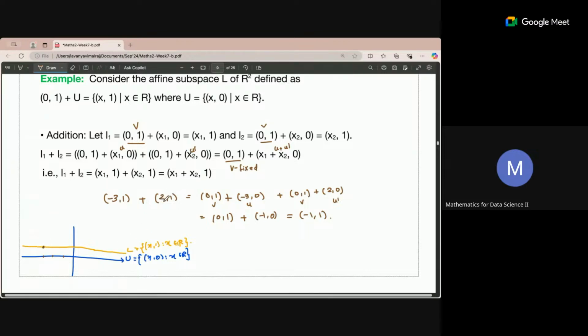Okay. And the other element is (2, 1). So what is (2, 1)? So this is your (2, 1). Okay. So (-3, 1). And what is here? (2, 1).